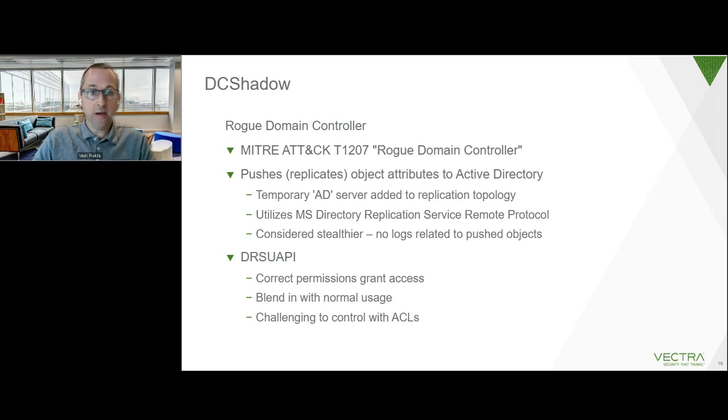This fake DC then temporarily is added to the directory replication topology and triggers an update to the topology, which then causes replication to occur from the fake DC to the real DC. Subsequently, this information is then replicated to the rest of the network. This technique is identified by MITRE as rogue domain controller, which is number 1207. DCShadow may be considered stealthier as it does not generate log messages related to the information that was synchronized, making it harder to determine what information in the directory was modified by the actor.